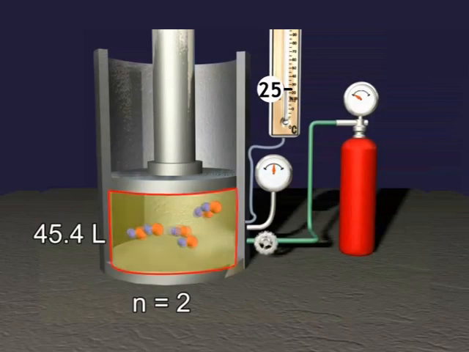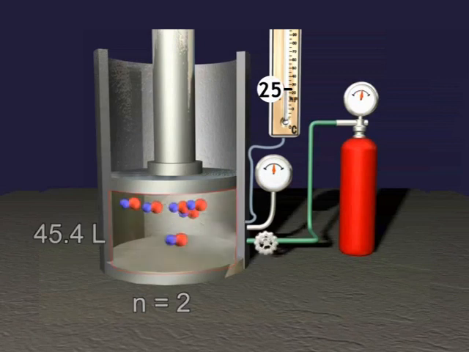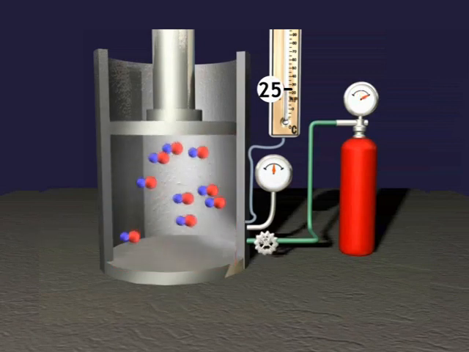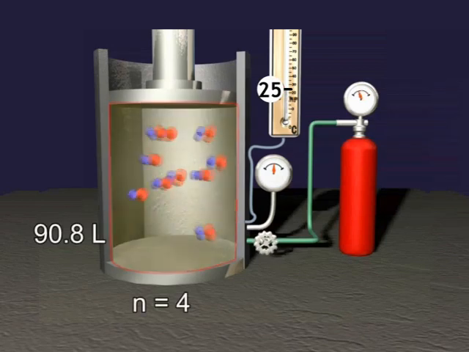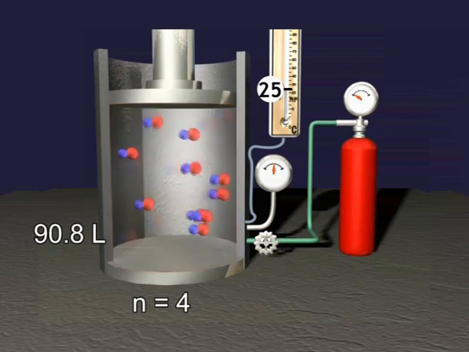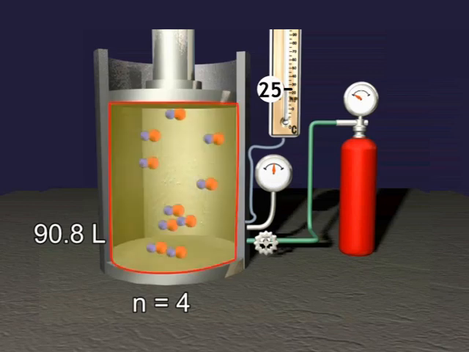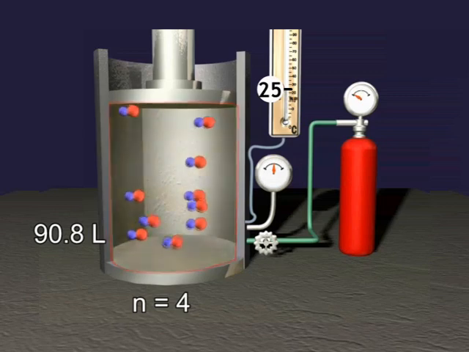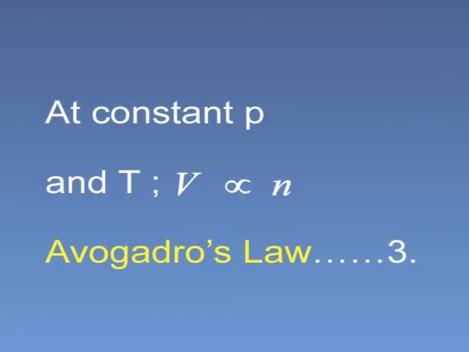Students, when we increase n number of moles, that is amount of the gas, keeping temperature and pressure of a gas constant, the volume of the gas increases. So, volume of gas is directly proportional to the amount of gas present. This is known as Avogadro's law. It states equal volumes of all gases under similar conditions of temperature and pressure contain equal number of molecules.